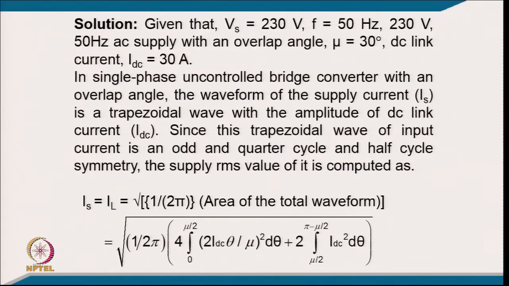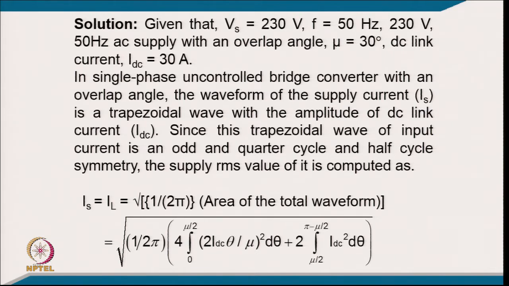After solving this, the numerical solution is as follows. Given supply Vs RMS voltage is 230 volt, frequency 50 hertz, with an overlap angle of 30 degree and DC link current of 30 ampere. In a single phase uncontrolled bridge rectifier with an overlap angle, the waveform of the supply current is trapezoidal in shape with the amplitude of the DC link current.